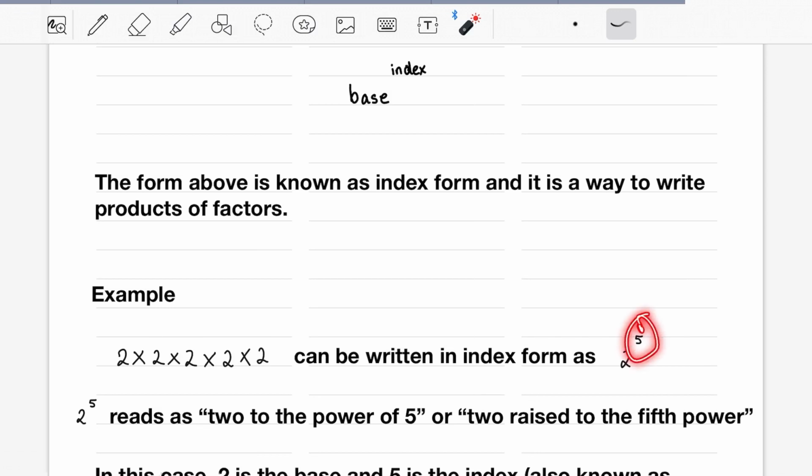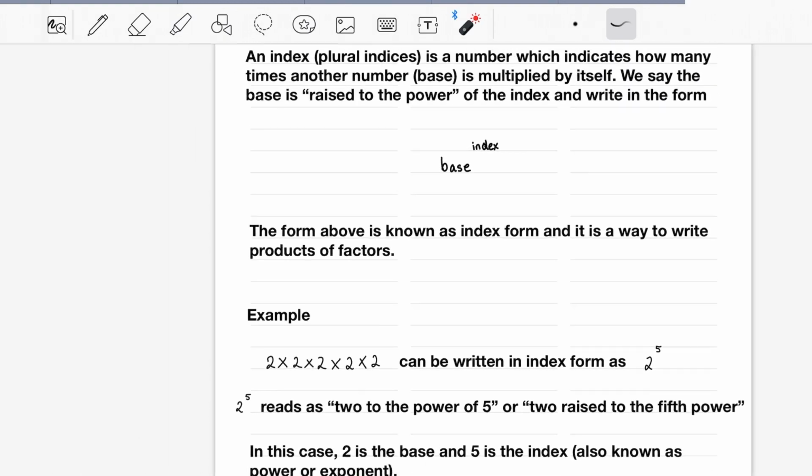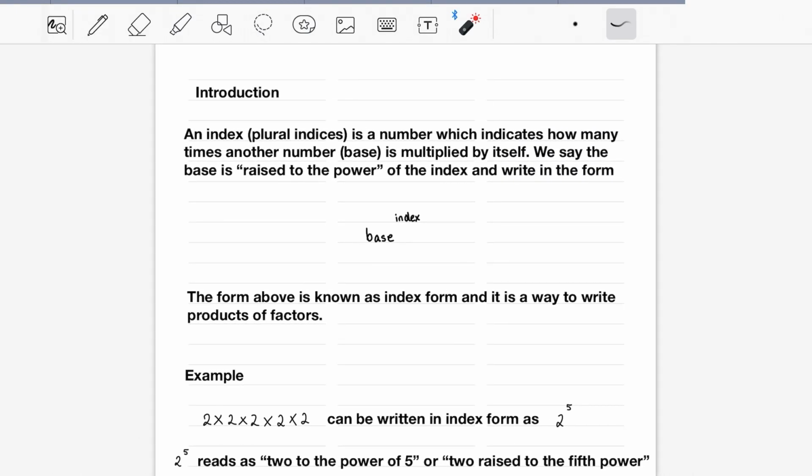So this index here indicates how many times 2 is to be multiplied by itself, and we say again it is 2 to the power of 5, or 2 raised to the 5th power, or 2 to the 5th power, or 2 raised to the power of 5. Many different ways that you can say it. Of course in this case 2 is considered our base and 5 is considered our index. And as I said earlier, the index can also be known as the power or the exponent. So that's just a bit about indices before we begin looking at examples. So let's take a look at some examples now.